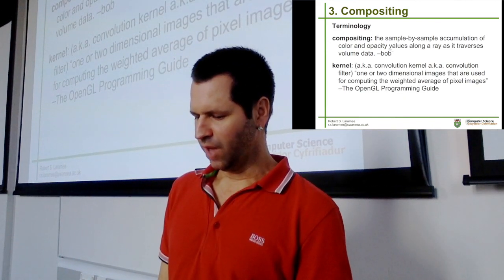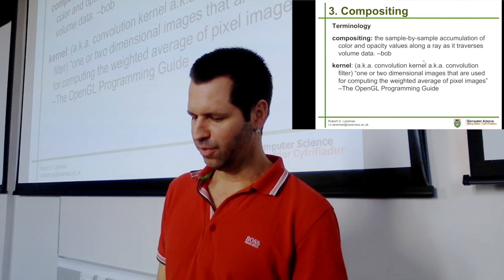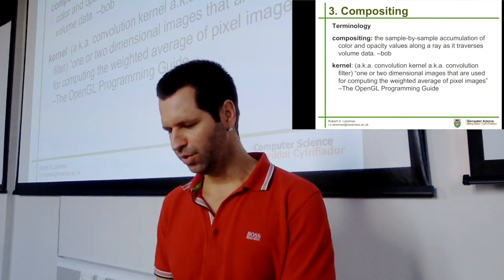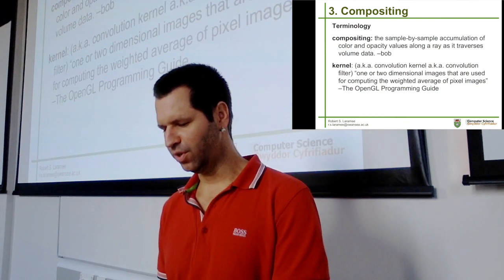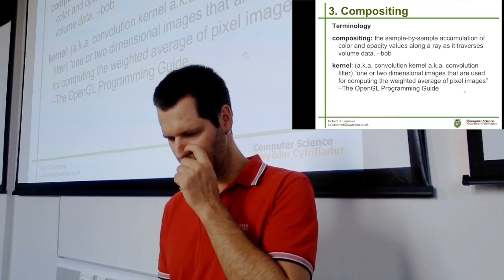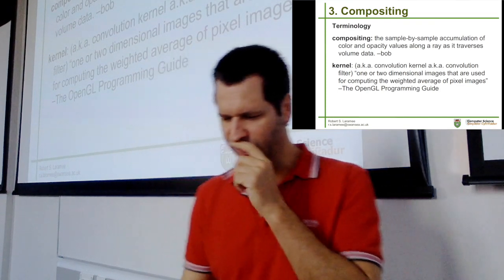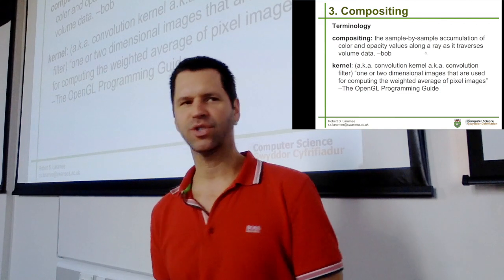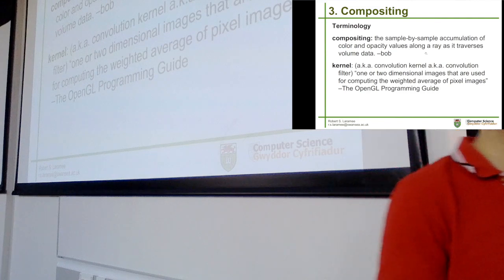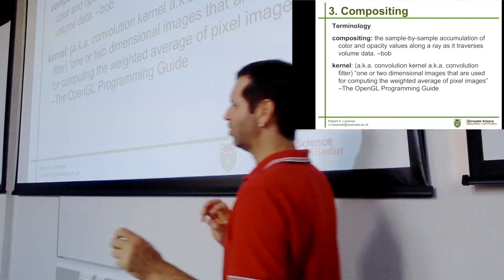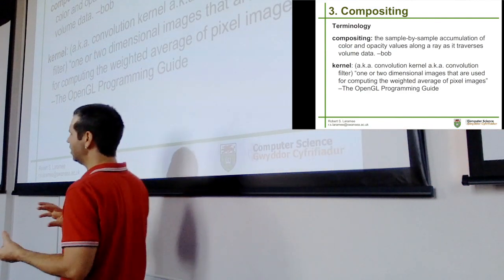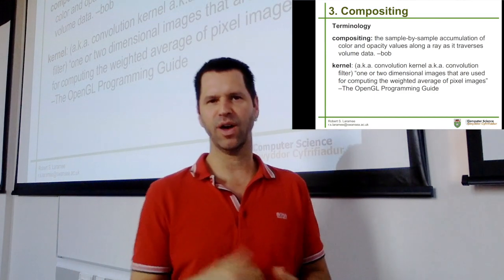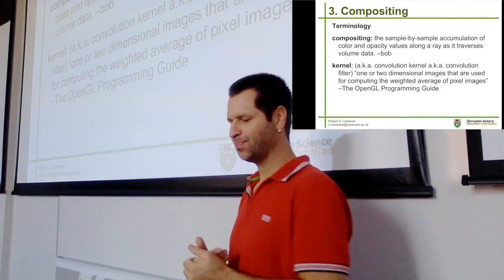And as we do that, by the way, there's a new term here called kernel. 1 or 2 dimensional images that are used for computing the weighted average of pixel images. A kernel is also called a convolution kernel or a convolution filter, just to be as confusing as possible. These 3 terms are used interchangeably in the literature, and it is very confusing. But just be aware, so you have a slide here that's pointing that out.